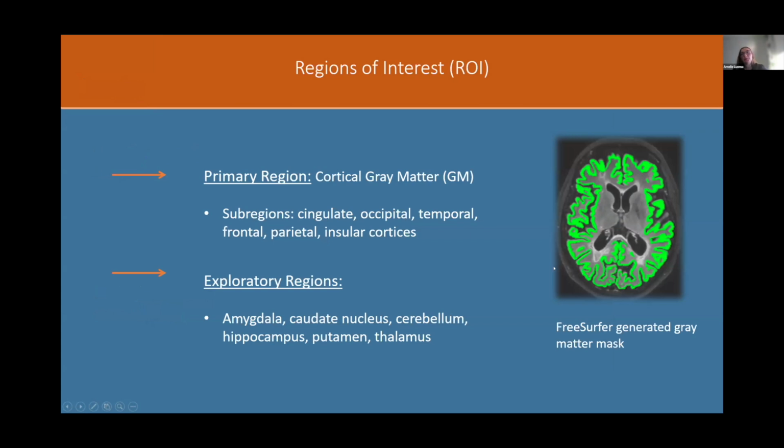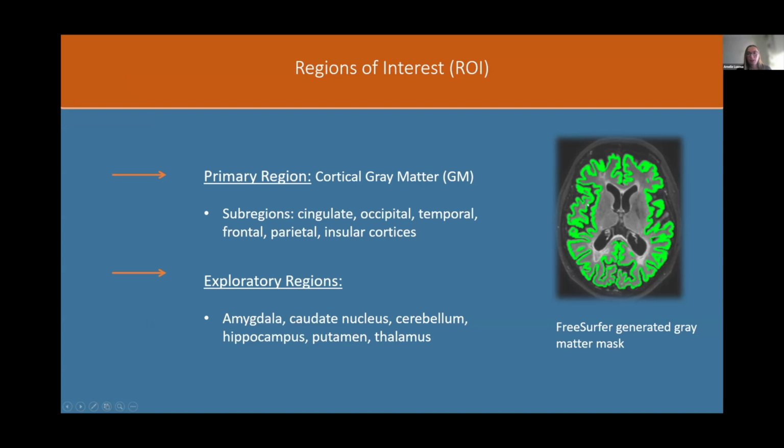So as a next step, we defined areas that we wanted to closely investigate. And we defined the cortical gray matter as primary region of interest. And here you can see we defined this with FreeSurfer, and FreeSurfer generates masks that we can then use. And then we subdivided the cortical gray matter, practically into the different cortices, so cingulate, occipital, temporal, frontal, and also some insular cortices.